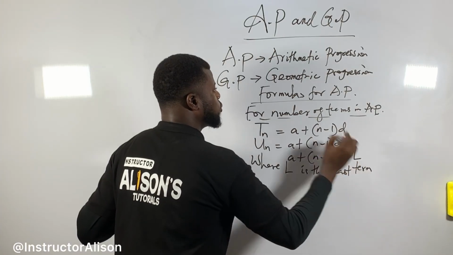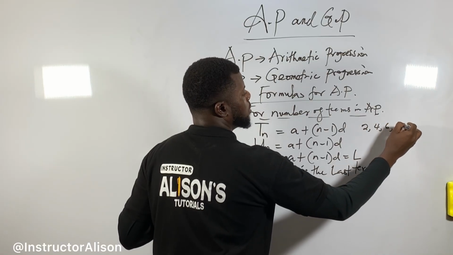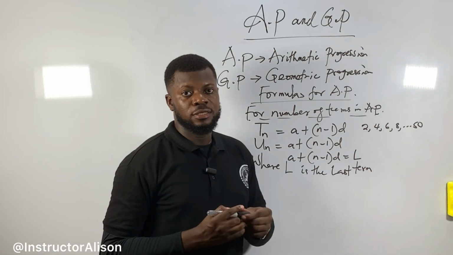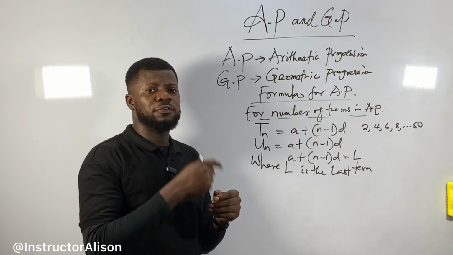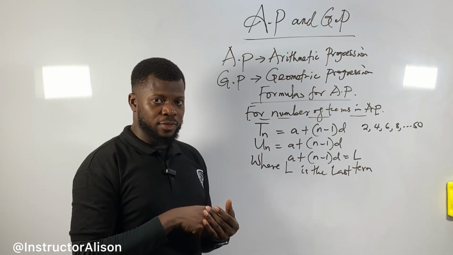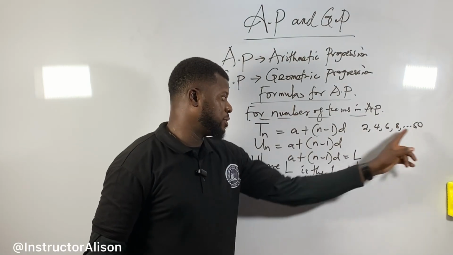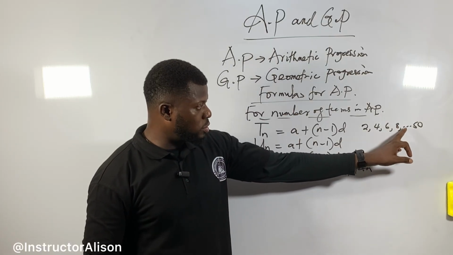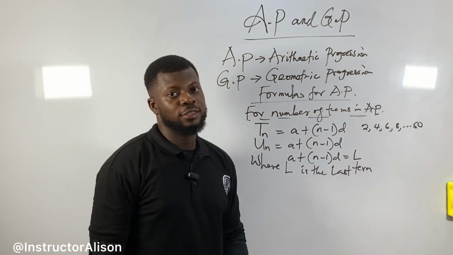So sometimes they give you a series like this: 2, 4, 6, 8, ... 50. You see this thing? It tells you that after 8, we have 10, 12, 14. So before you spend time counting until you reach 50, we need to find the number of terms before you reach 50. But 50 is the last term. So that means L is 50, but you don't know n, the number of terms, because they only write 2, 4, 6, 8 with ellipses, till you reach 50.